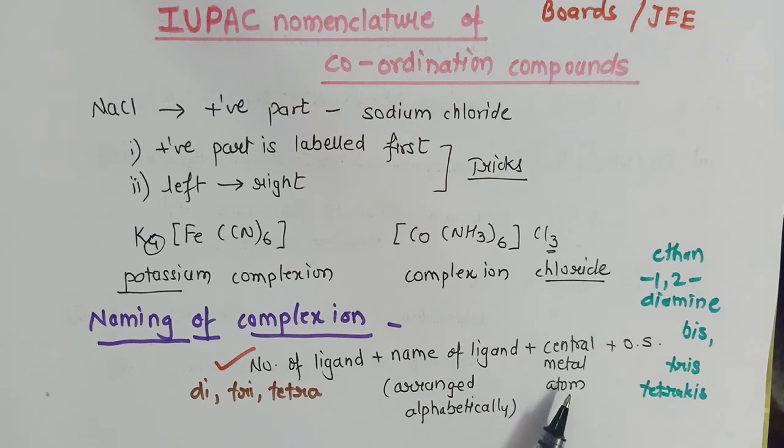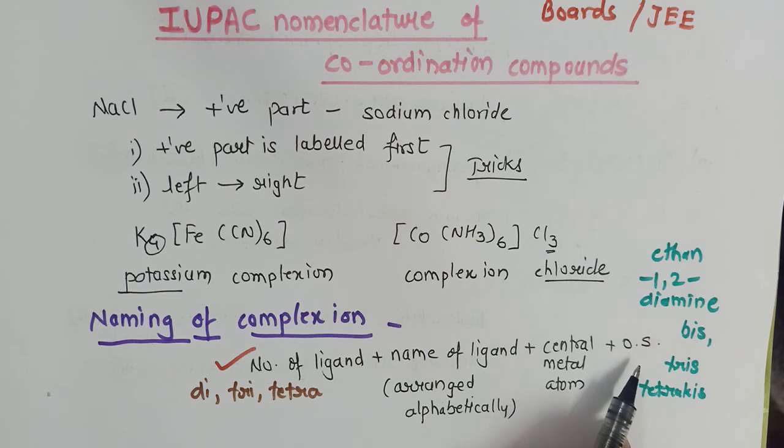Then the name of central metal atom. The name of central metal atom depends on the ligand to which it is attached. If the ligand is negatively charged, then only you will change the name of the central metal atom to like ATE. In case there is a positively charged complex ion, in case there is a positively charged ligand, in case there is a neutral ligand, the name of central metal atom will not change. And lastly, oxidation state in Roman.